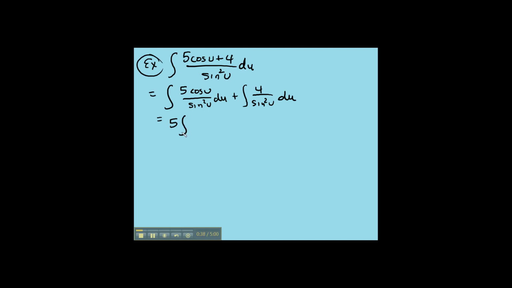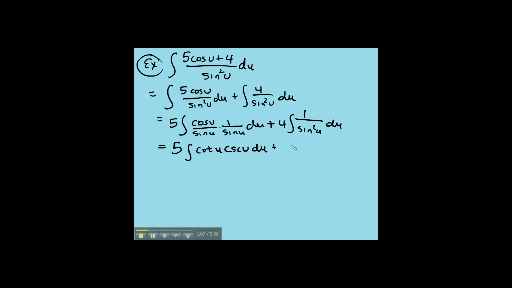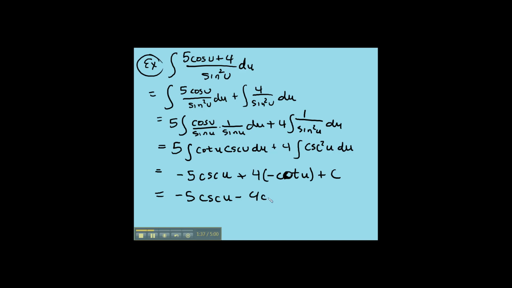Alright, so this is 5, and then we have cosine of u over sine of u, and then 1 over sine of u. So that's still 5 cosine of u over sine squared of u du plus 4 times 1 over sine squared of u du. Cosine of u over sine of u is cotangent of u, and 1 over sine of u is cosecant of u, and then 1 over sine squared of u would be cosecant squared u. So if we use the integral rules, this is minus 5 cosecant of u, and then 4 times a negative cotangent of u, and then plus c. So we're left with negative 5 cosecant of u minus 4 cotangent of u plus c.